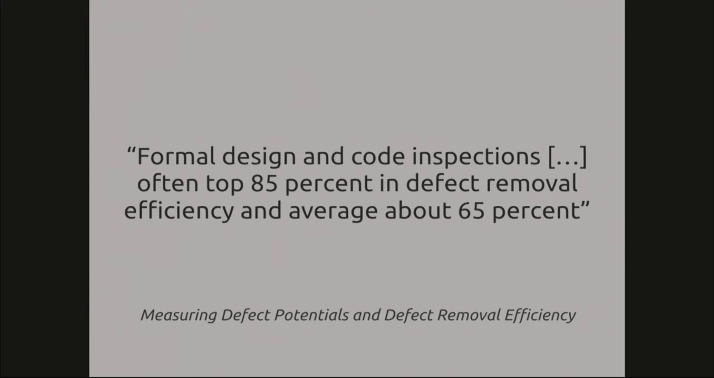And then finally, from a paper on measuring defect potentials and defect removal efficiency, academic names are great, they found that formal design and code inspections often top 85% defect removal and average at around 65%. So again, this is a huge number, and this is quite good because this is from an academic paper, and they share some of the data they use, so there's actually quite a lot of method behind these numbers. The other two were more anecdotal as far as I could tell.